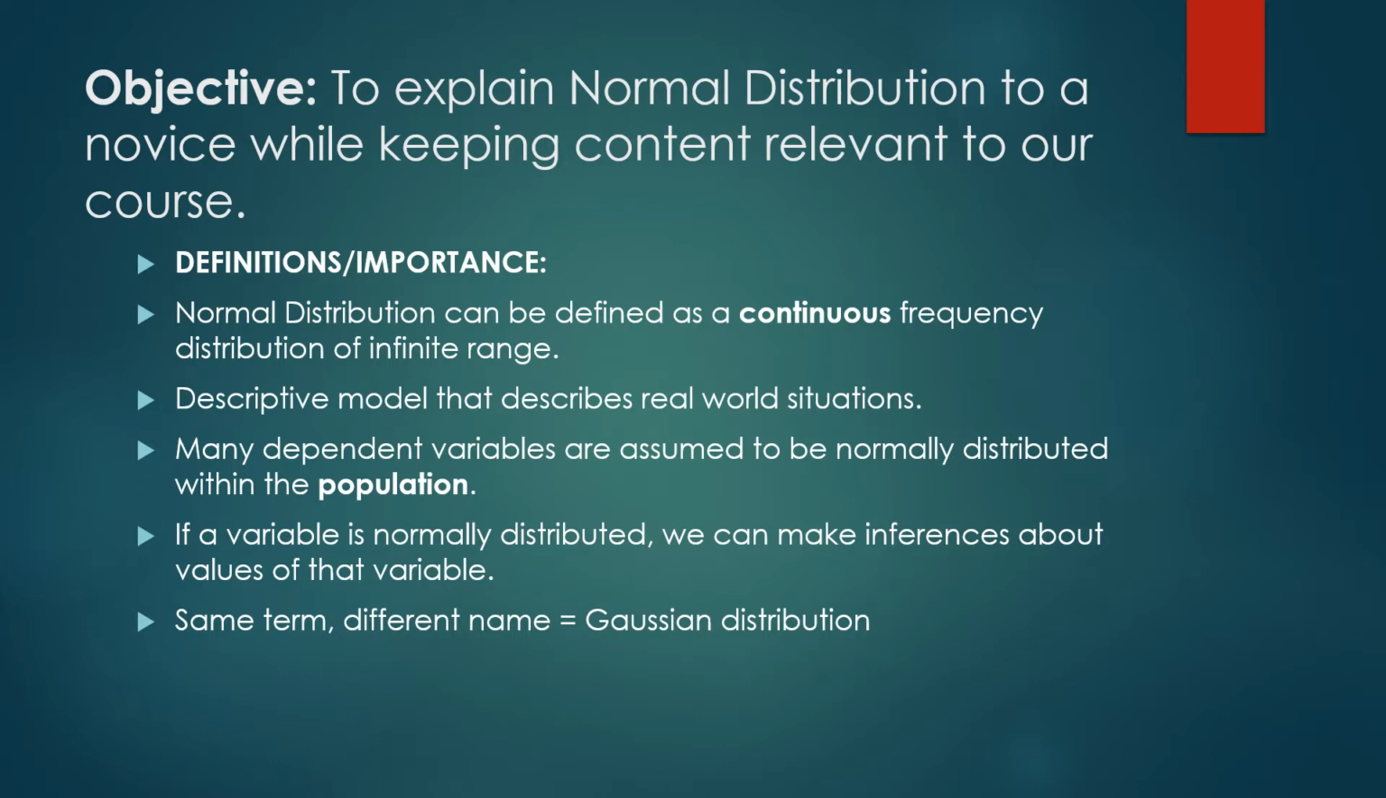Normal distribution is a descriptive model that describes real-world situations. Many dependent variables are assumed to be normally distributed within the population. Population in statistics means the total set of observations that can be made. If a variable is normally distributed, we can make inferences about values of that variable. Another term for normal distribution is Gaussian distribution.